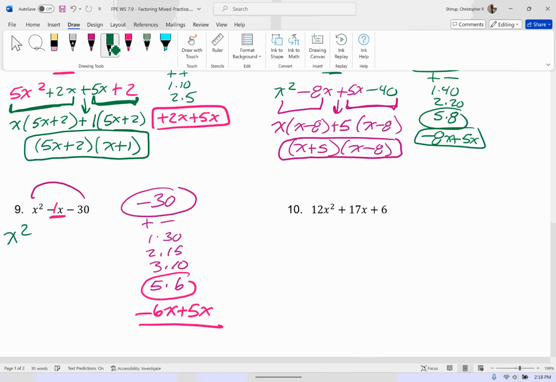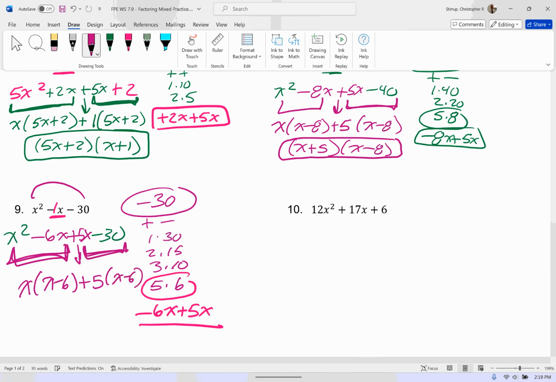So bring the ends down. Minus 6x plus 5x. What do I have in common? X minus 6. Middle sign comes down. What do I have in common? 5. Wait, how do you get x minus 6? Well, I factored an x out of this, so I'm left with an x minus 6, right? X comes out of there and there. 5 comes out of there and there.